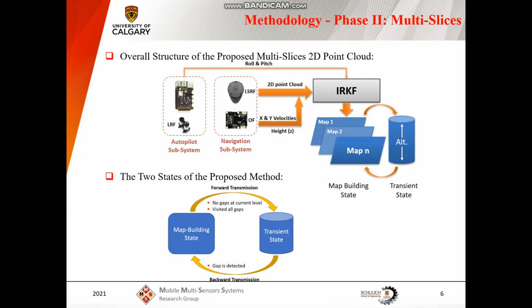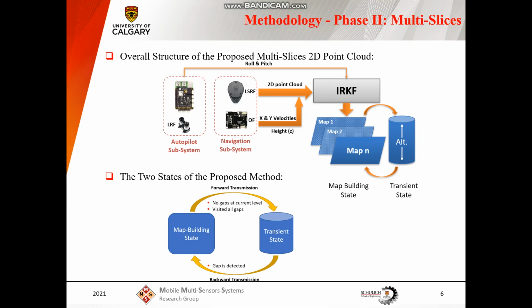The MAV starts building the map at an initial height using the IRKF algorithm. Hence, the IRKF algorithm performs the scan matching process between the current leveled scan from phase number one and the previous scan. When no gaps are detected at the current height, or when all the existing gaps are already visited, the current map building state is quitted. Then the proposed method is switched to the transit state.